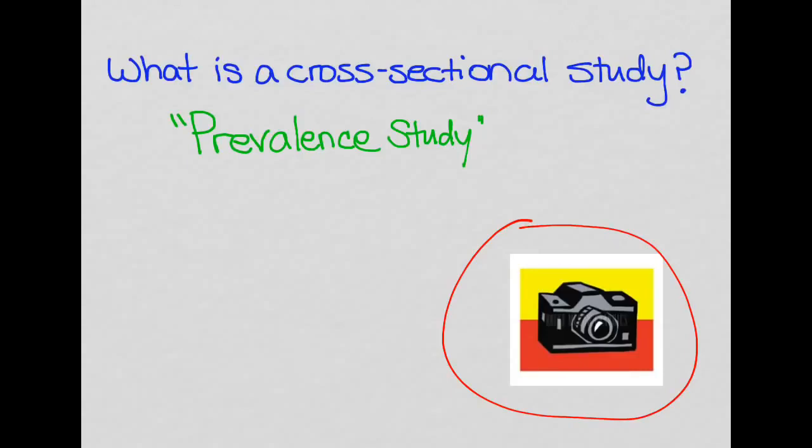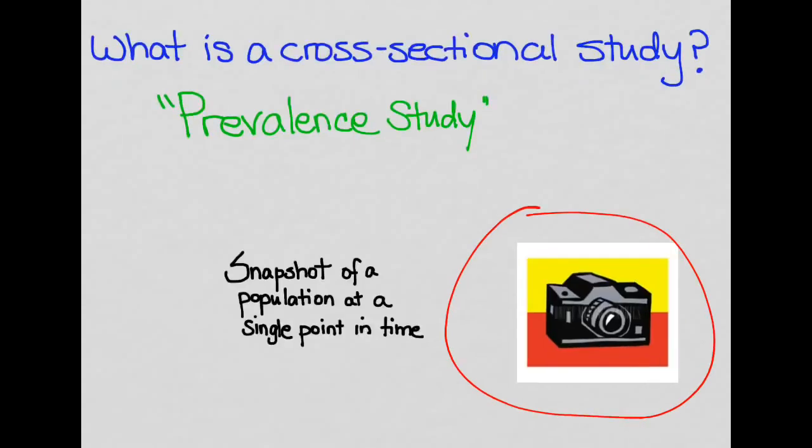Other study designs look over time, they measure individuals over time, but a cross-sectional study looks only at a single point in time. So again, the key thing about a cross-sectional study is that it's at a single point in time. Other aspects of the structure of a cross-sectional study are similar with other studies, particularly with cohort studies.